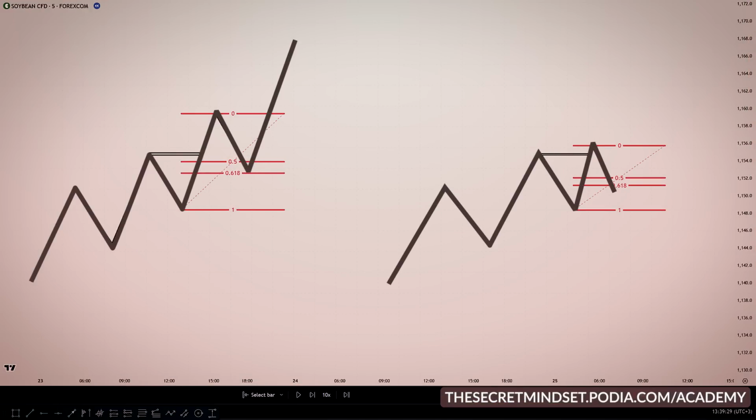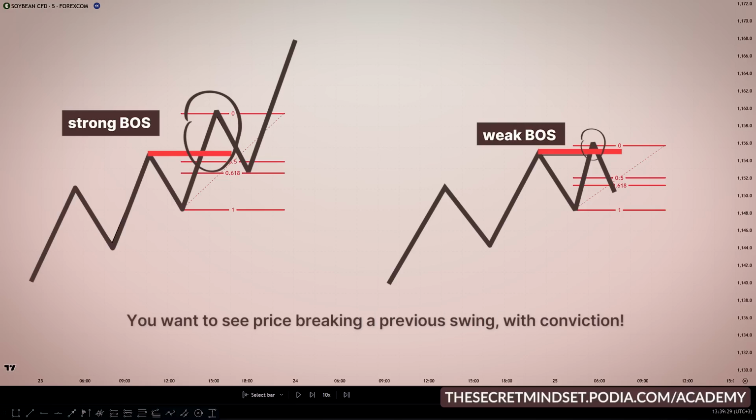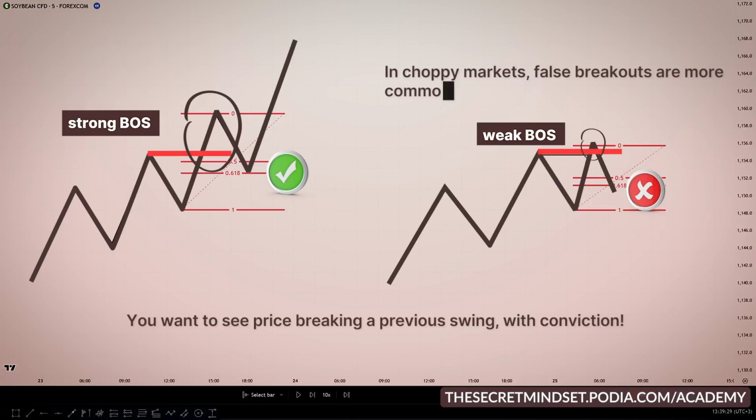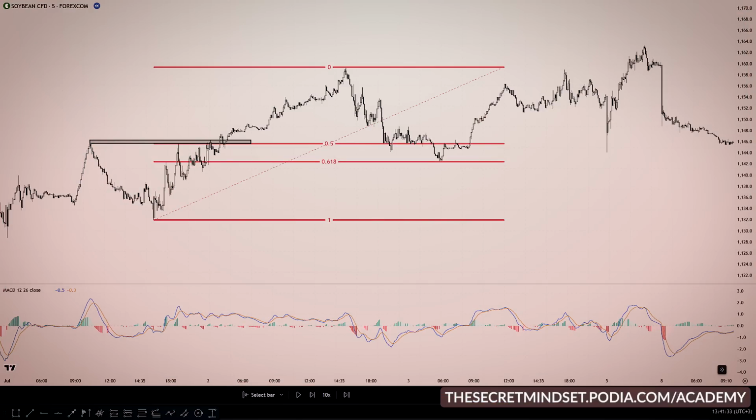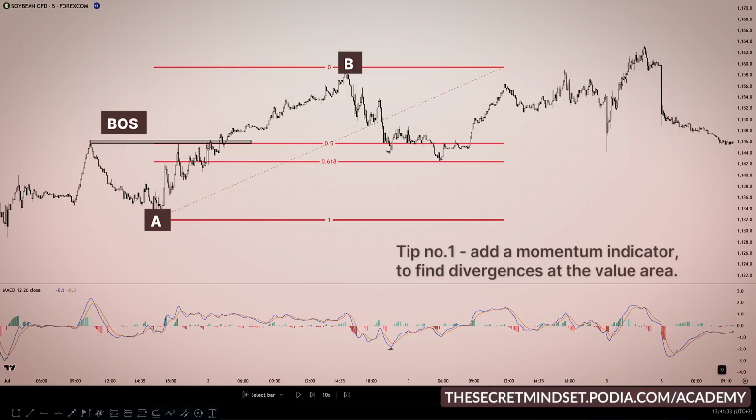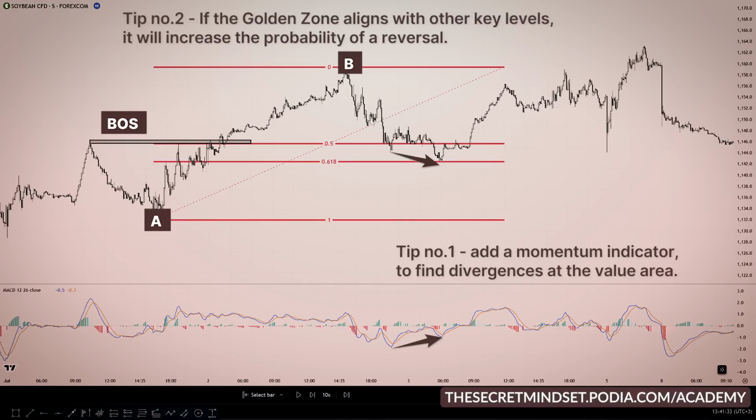The length of the break of structure can affect the effectiveness of this strategy. You want to see price breaking a previous swing with conviction. In very choppy markets, false breakouts are more common, which can lead to failed setups. So keep in mind this aspect before taking any trade. For more advanced traders, you might consider adding a momentum indicator to find divergences at the value area. If the golden zone aligns with other key levels, it can also increase the probability of a reversal.